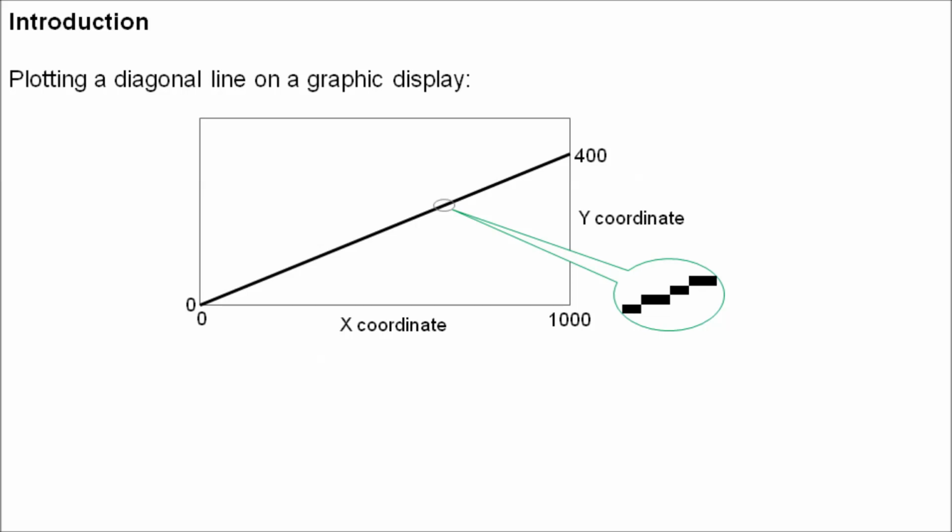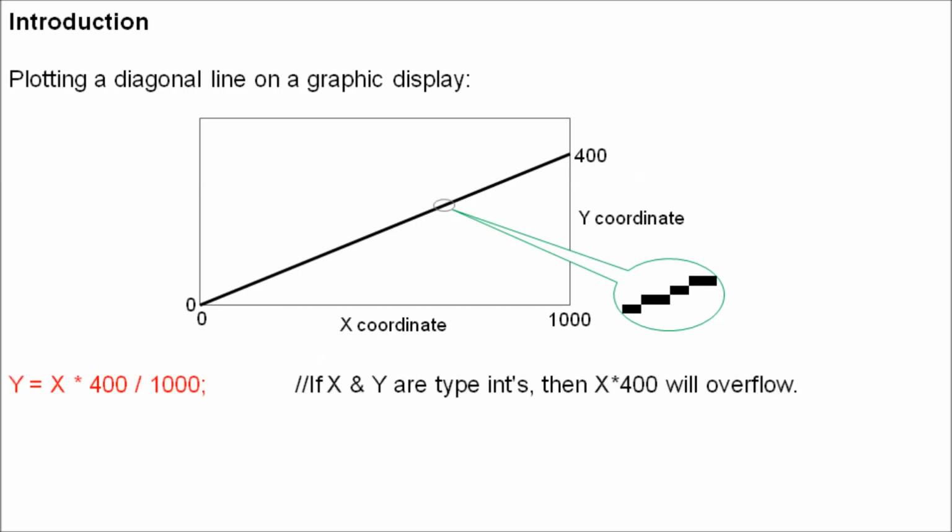Although the formula for calculating the y-coordinate is simple, you do need to think about how you implement it within the C language. If you create an expression like this, it would probably fail, because if the variables are of type int, then the intermediate calculation of x times 400 would eventually cause an overflow.